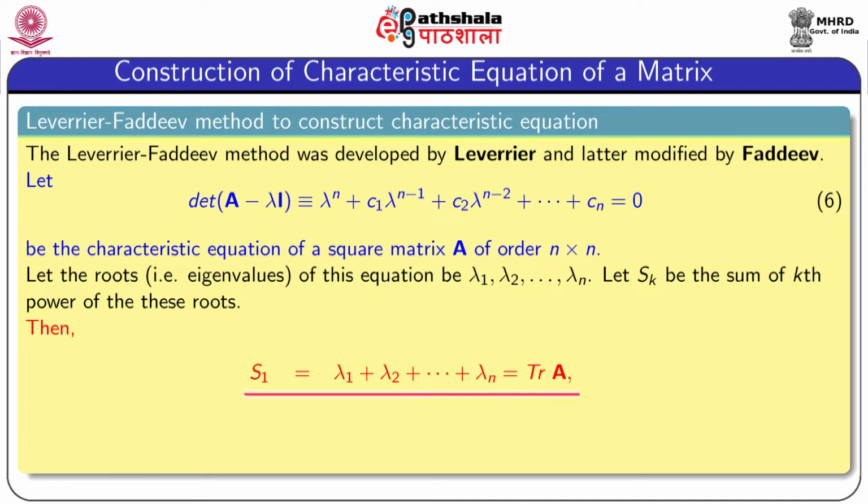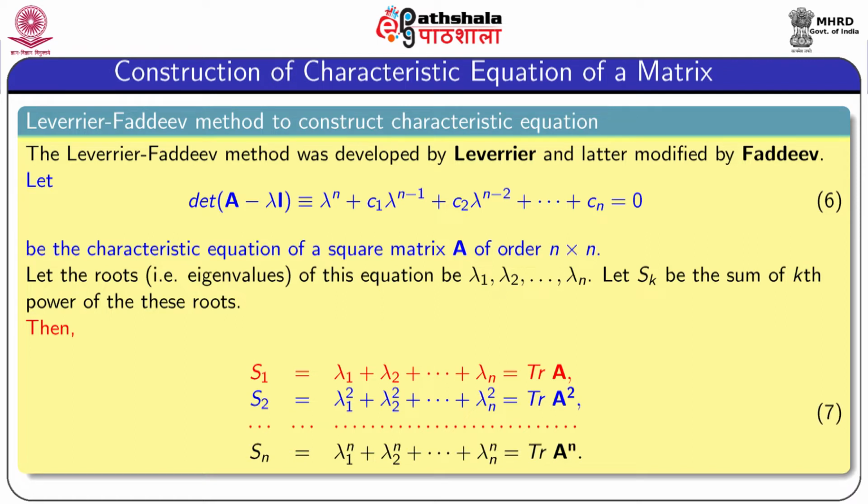Then S1 equals the sum of the eigenvalues, or sum of the roots of equation 6, which is equal to the trace of the matrix A. S2 is the sum of the squares of the eigenvalues, which is equal to the trace of the matrix A square, and so on. Lastly, Sn is the sum of the nth power of the eigenvalues, which is equal to the trace of A to the power n. That means equation 7 gives the different values of Sk for k equal to 1 to n.